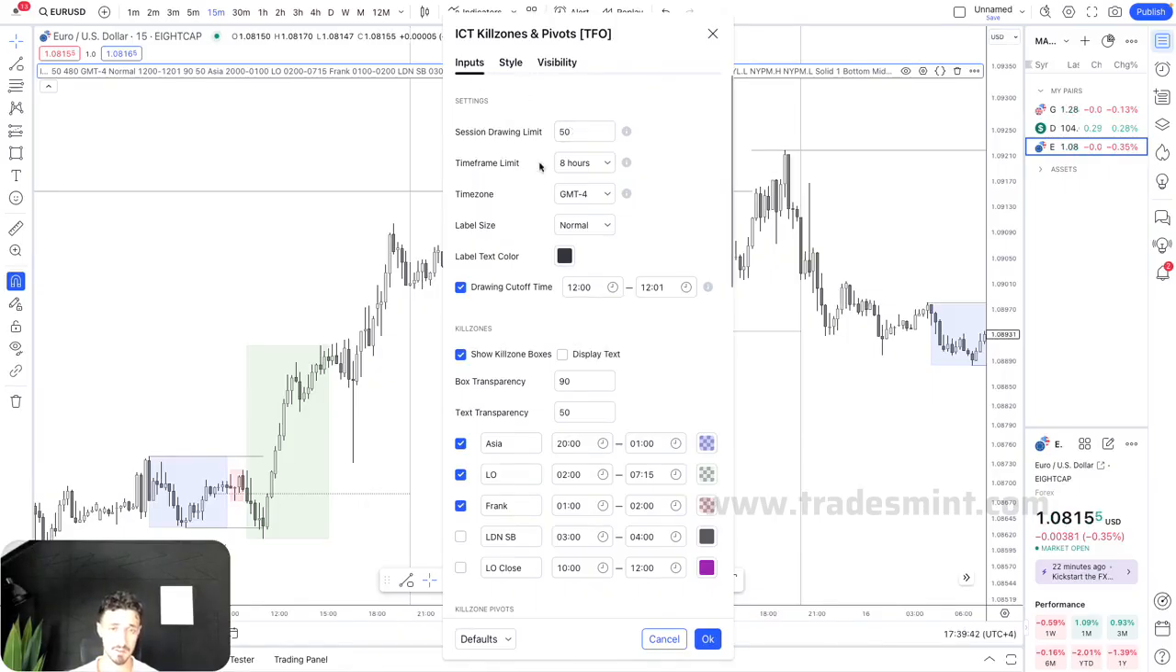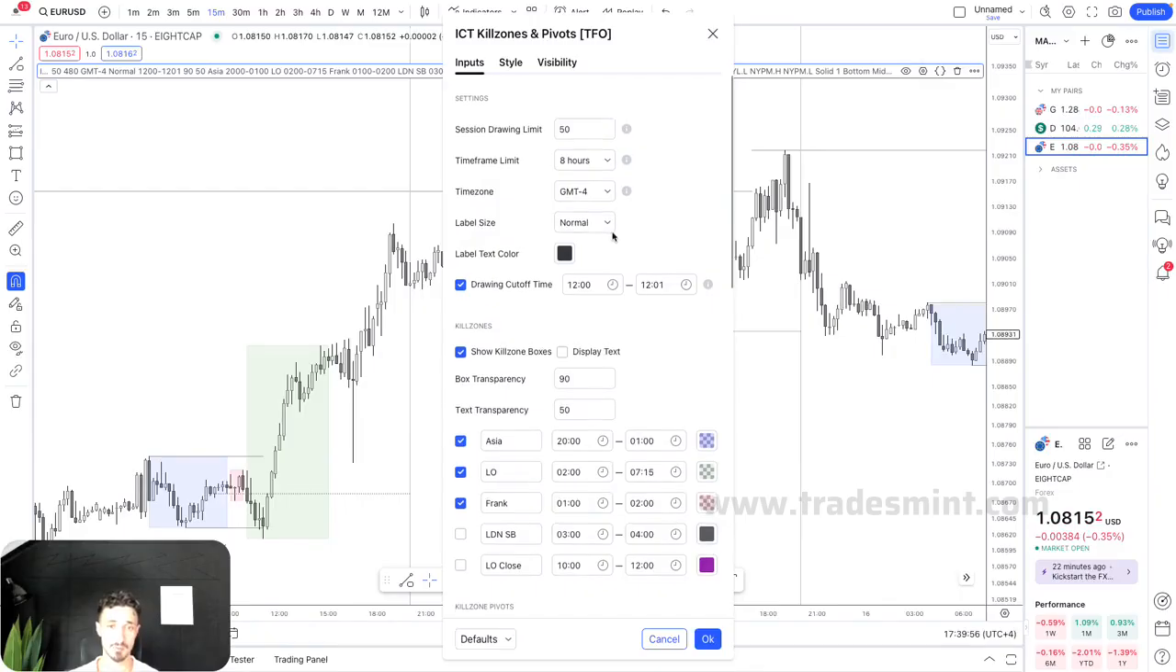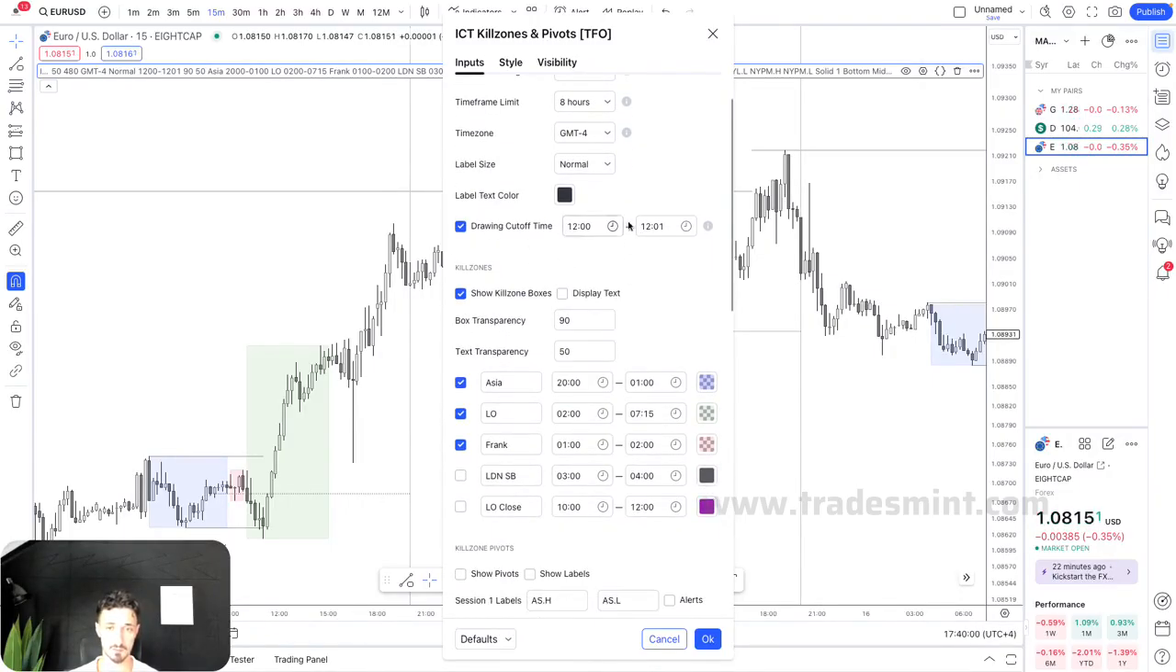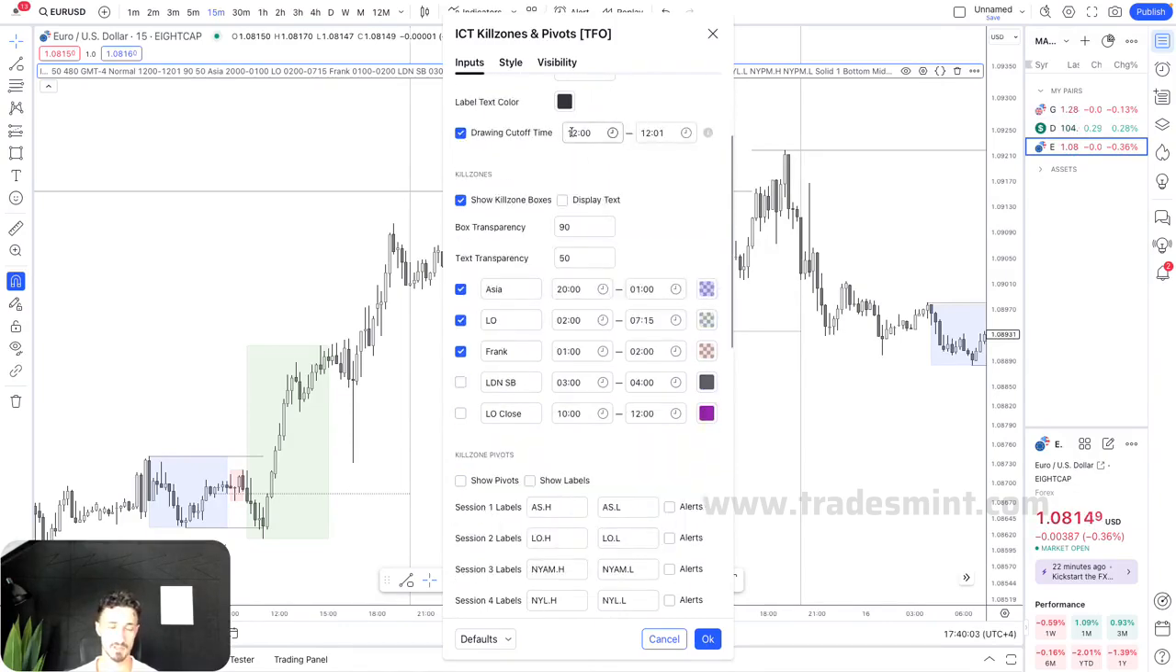I have 50. I have the time frame limit. So this is basically if I go above the 8-hour time frame, I will not see this in here. The time zone is GMT -4. The label size is normal. The draw and cutoff time is midnight, right, or 12. It's not midnight, it's 12. And yeah, I have this 90 transparency, 50 transparency here, and then I have Asia, and I have it 8 until 1. Right? Is it 45?